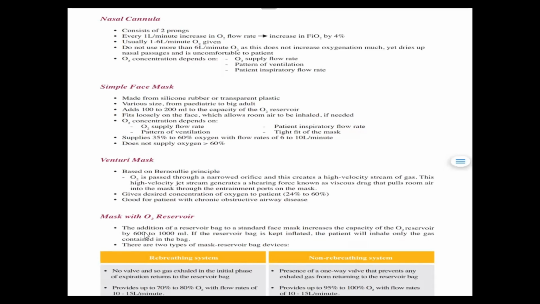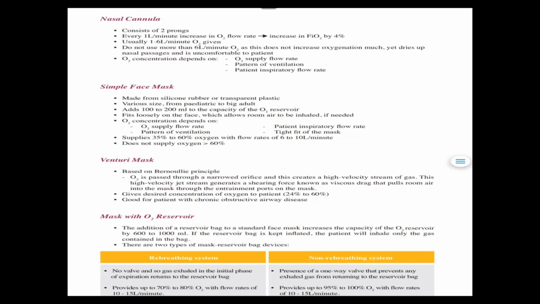Mask with oxygen reservoir here. This is a high flow mask. The addition of a reservoir bag to the standard face mask increases the capacity of the oxygen reservoir by 600 to 1000 ml. If the reservoir bag is kept inflated, the patient will inhale only the gas contained in the bag. So the oxygen is always there. So the patient breathes in, breathes out. When there is a non-rebreather, the exhale valve, when the patient exhales via the mouth or the nose, that will go to the face mask and it will go out. And the fresh oxygen from the reservoir bag will go to the patient.